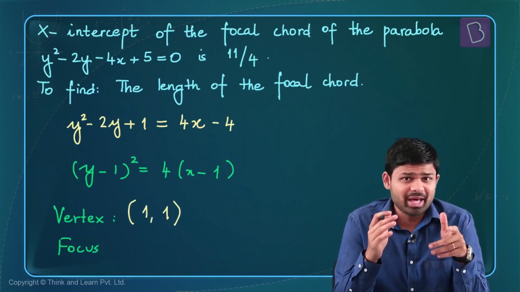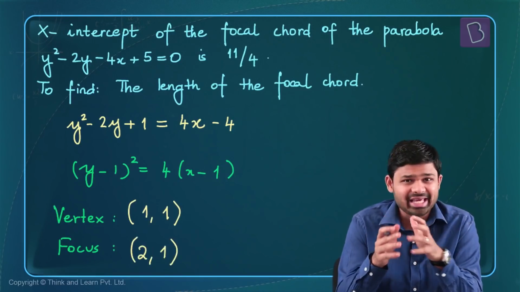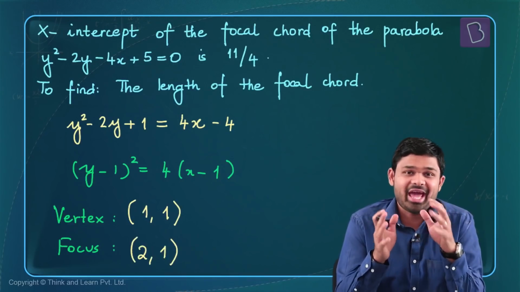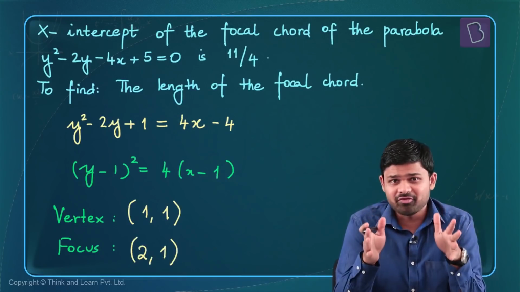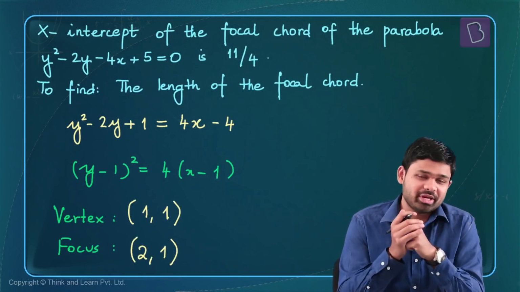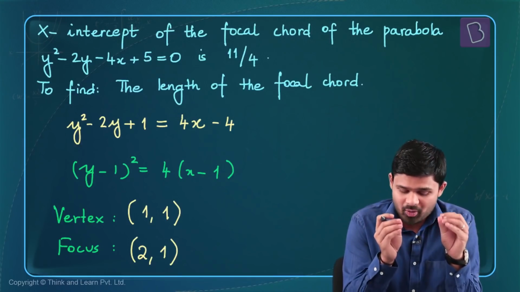Where is the focus of this parabola? The focus of this parabola is nothing but 2, 1. A equal to 1 in this case. H and K are 1 and 1. So A, H, K, all of them are 1. The focus is at H plus A, K. So that's going to be 2, 1. So I know the focus. The focus is 2, 1.